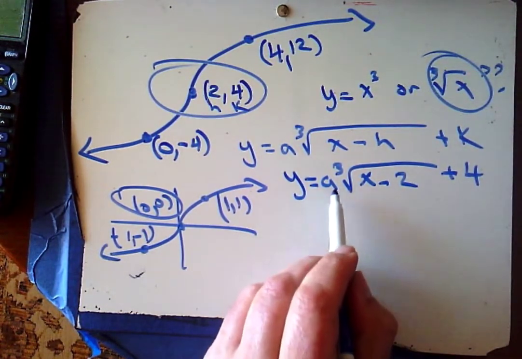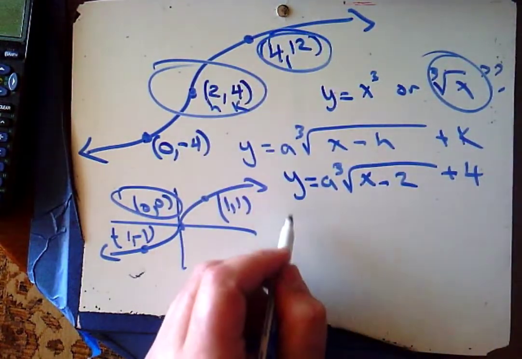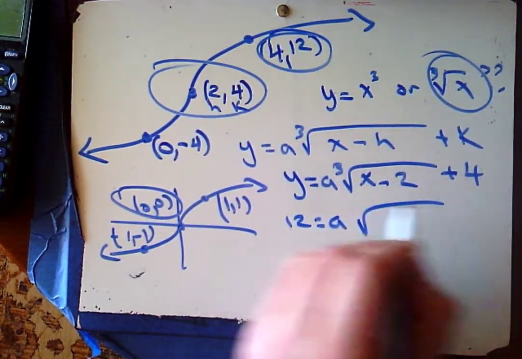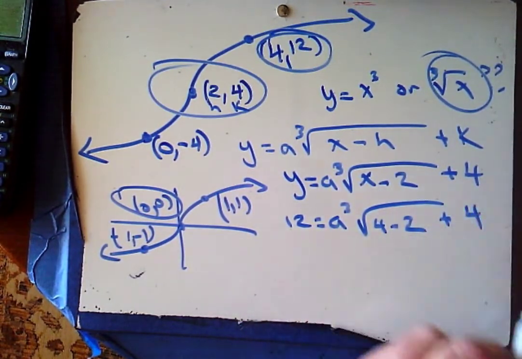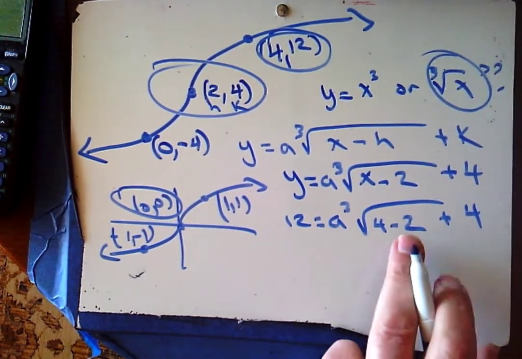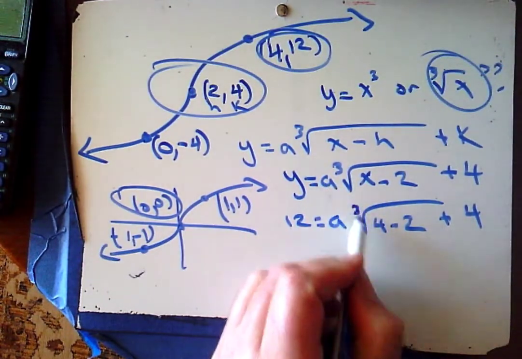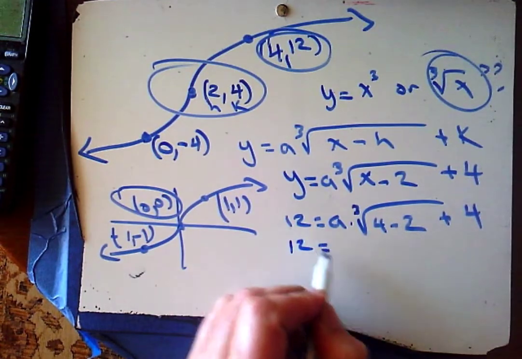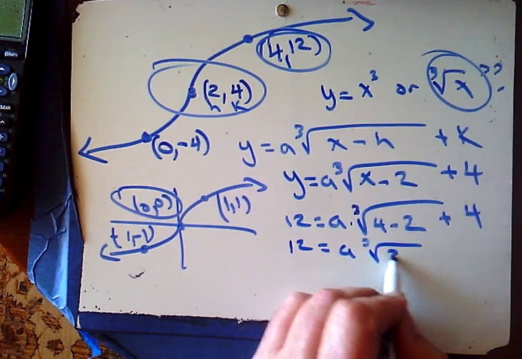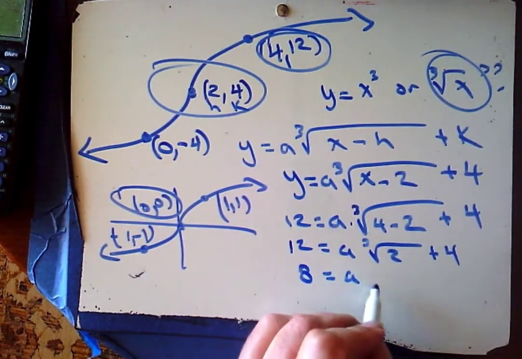We still need to solve for a, so let's plug in another ordered pair. I'm going to plug in this ordered pair. 12 equals a cube root of 4 minus 2 plus 4. Okay, that's a little troubling. And this isn't a to the third. This is a times cube root of. So I'm going to have 12 equals a cube root of 2 plus 4. I'll subtract 4 from both sides.